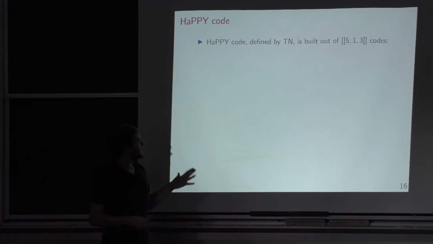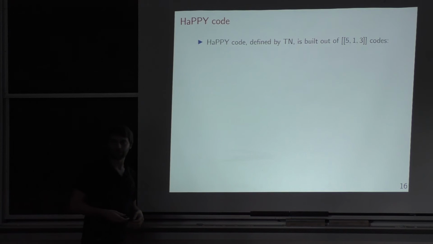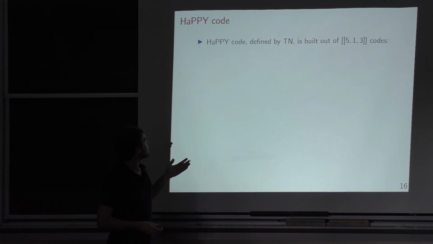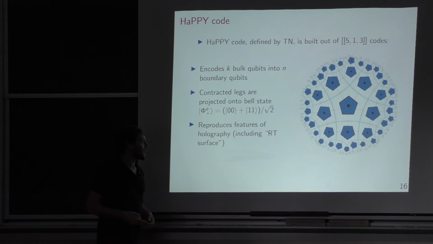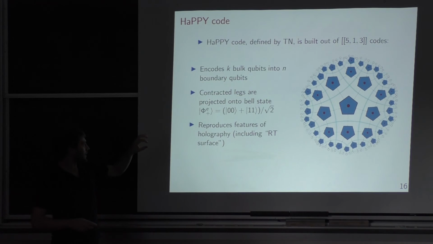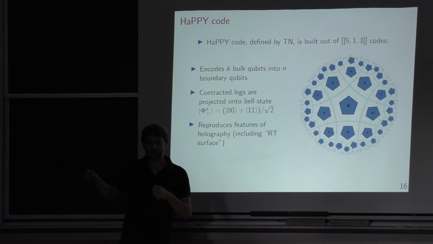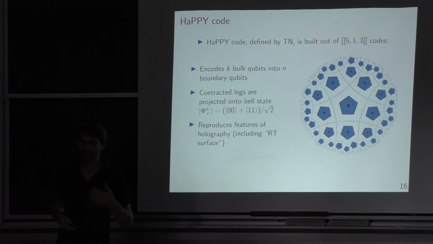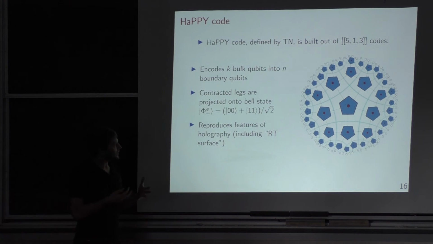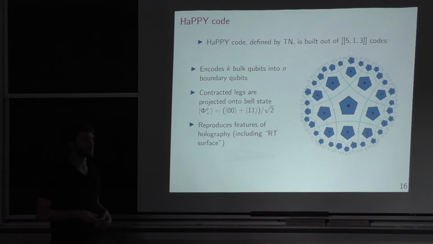Of course, the HEP code is not perfect, but it's a good starting point, and it's numerically pretty nicely treatable. The HEP code is defined by concatenating all these tensors, so you can encode k bulk qubits into n boundary legs. To do that, you take all the 513 tensors associated with the 513 code, and you contract legs by projecting them on an EPR pair. Now, this model reproduces a lot of nice features, at least in some cases, for example the RT prescription. And so it can be seen as maybe a rudimentary model of holography.